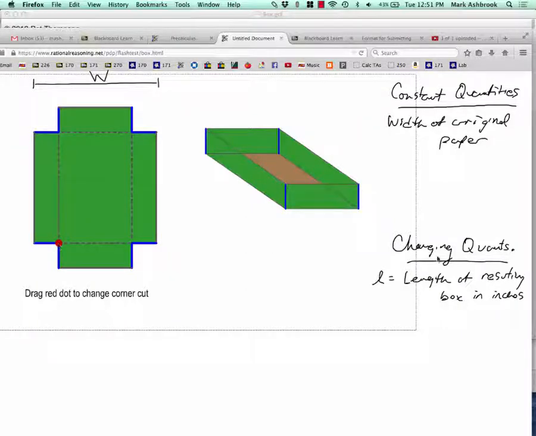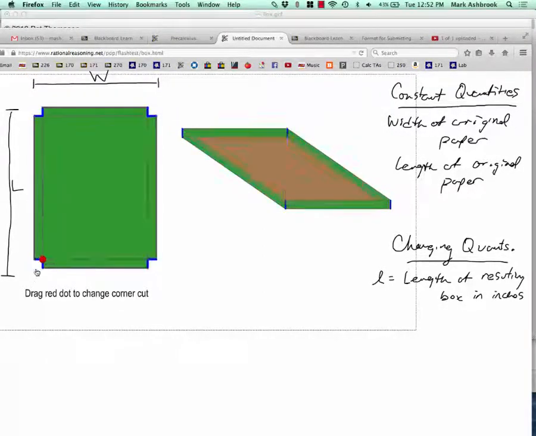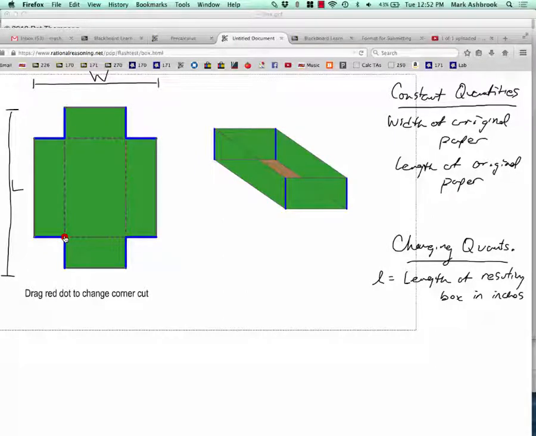Yes? The length of the original paper. What's that value? Do you see in this picture where that would be? No matter where you cut the squares out, from here all the way to here, call it, say, capital L. That's going to stay constant. What was that value? 11, right. I had 10.95 in my thing, so I was going for 11 there. So 8.5 by 11 sheet of paper. Those dimensions, 8.5 the width, 11 the length, stay constant no matter how you cut the squares.